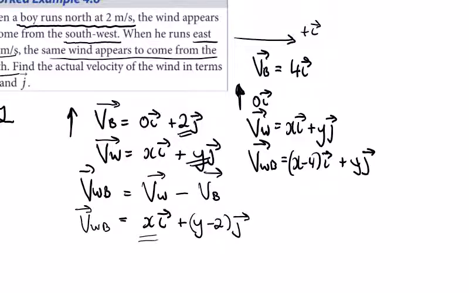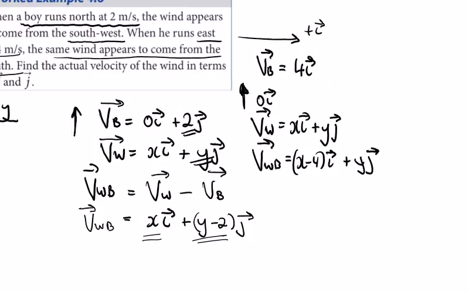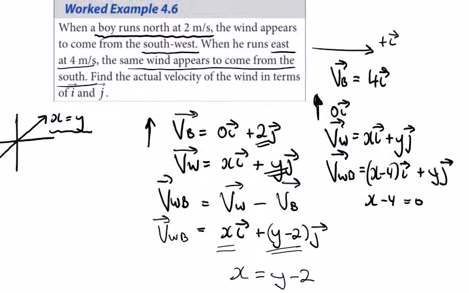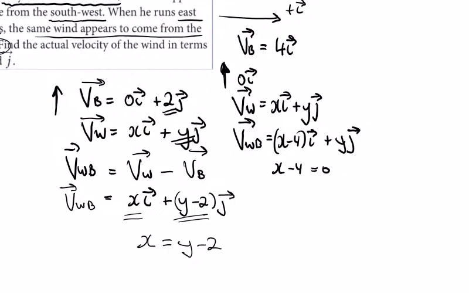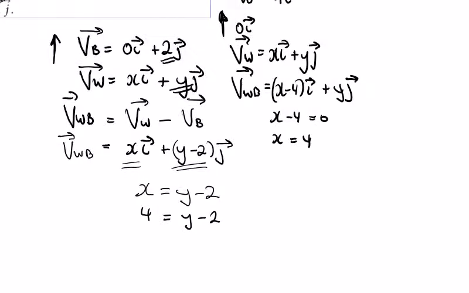So in the first case, we can say x is equal to y minus 2 because it's coming from the southwest. In the second case, we can say that there's no i, so x minus 4 is equal to 0, and that was because the wind is coming from the south. So here we can say x is equal to 4. And if x is equal to 4, then 4 is equal to y minus 2. So you can see here that y is going to be equal to 6.